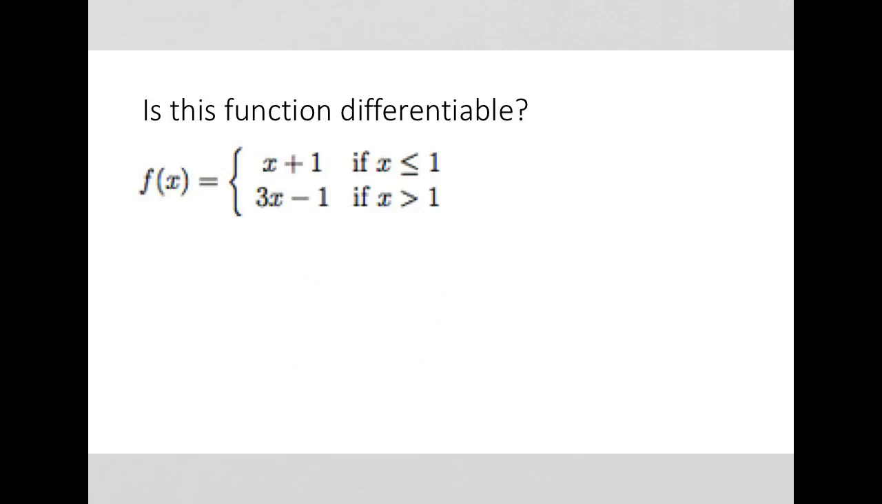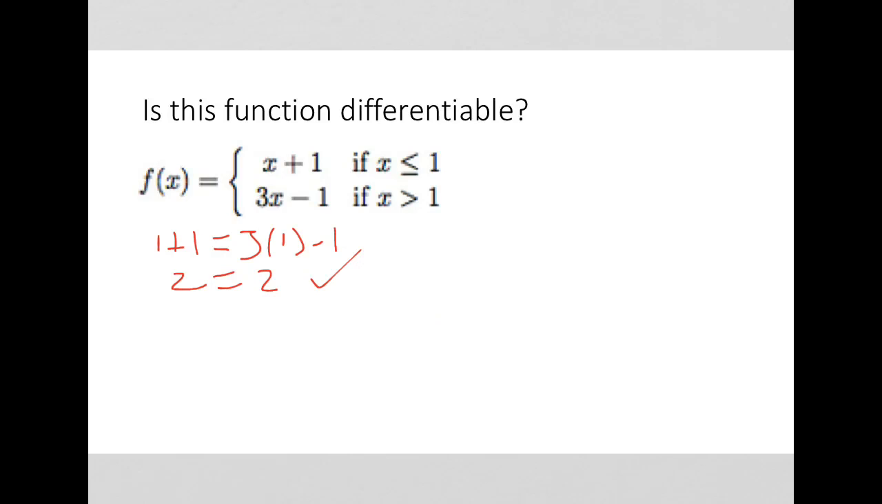Well, for it to be differentiable, we need the function to be continuous at this point. So we need the left-sided limit, which is x plus 1 as x approaches 1, is 1 plus 1. We need the left-sided limit to equal the value of the function at 1, which is the same as the left-sided limit in this case, to equal the right-sided limit. So 3 times 1 minus 1. So is 1 plus 1, 2, equal to 3 times 1 minus 1, 2? Yes, it is. This function is continuous at x equals 1. That's what we did last unit.